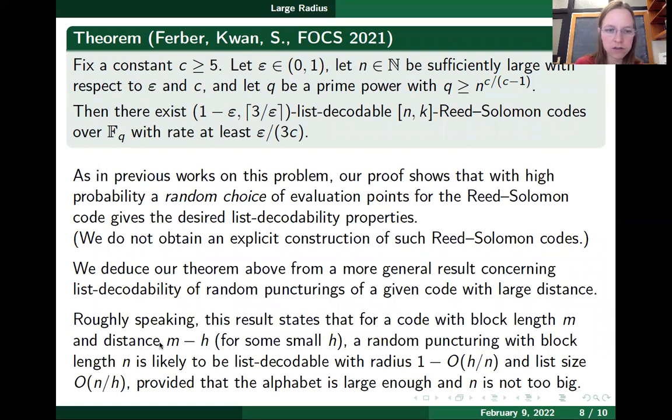This is a little technical to state, so I won't tell you the details, but roughly speaking, our more general result says that for a code with block length m and distance m minus h for some small h, so with very large distance, if you take a random puncturing with block length n, which corresponds to taking these evaluation points randomly, you likely get a list decodable code with radius 1 minus O of h over n and list size n over h, if you assume that the alphabet is large enough and that n is not too big. But if you care about the details, they are in our paper.